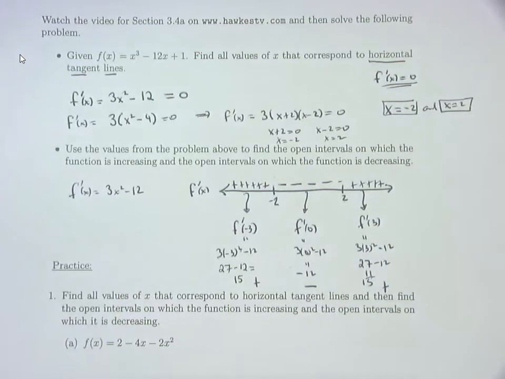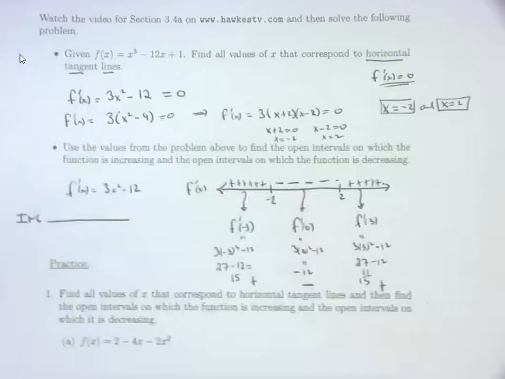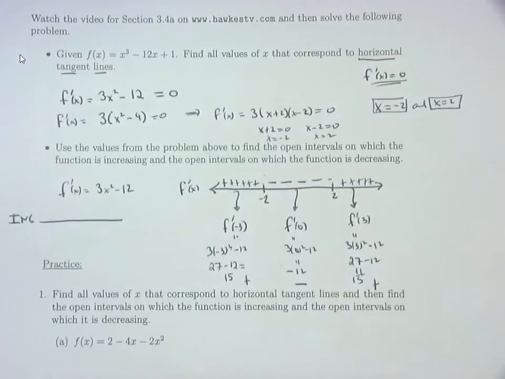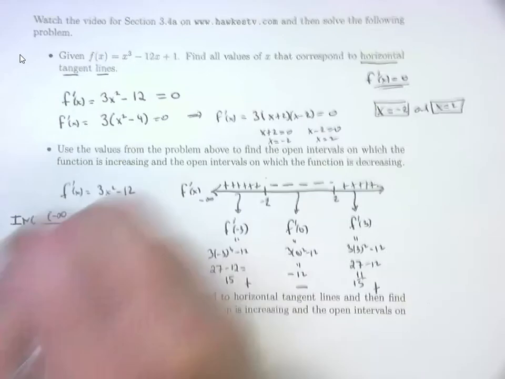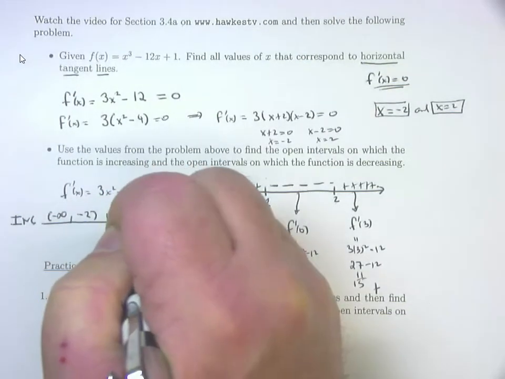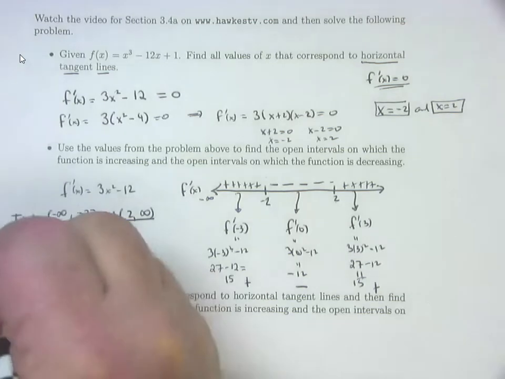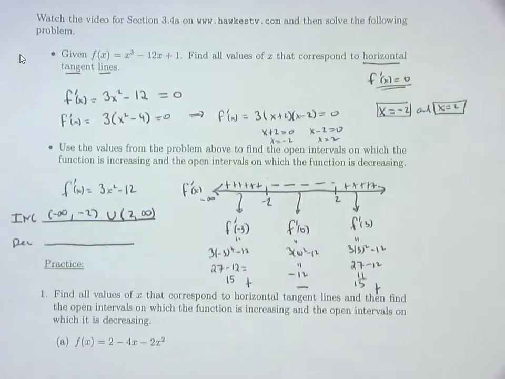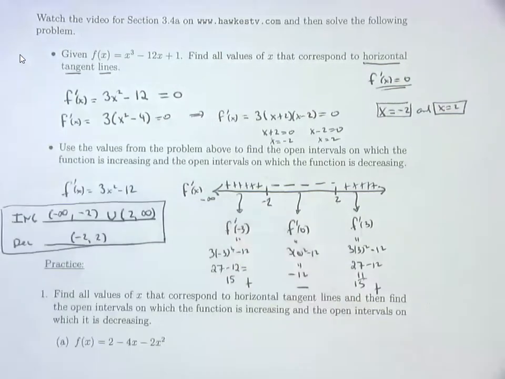So to answer their question, what intervals is it increasing on? Increasing means what? Positive first derivative. Where's my positive derivative at? Remember, this arrow represents negative infinity. So this would be negative infinity to negative 2 union 2 to infinity. You're identifying the intervals at which the derivative is positive. For decreasing, you're going to identify the intervals in which the derivative is negative. Where's it negative at? Between negative 2 and 2. And there is my answer for the question.